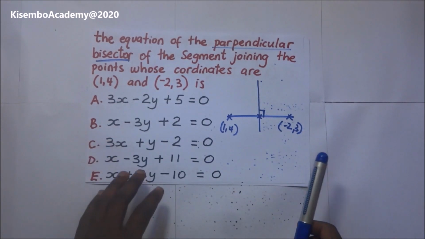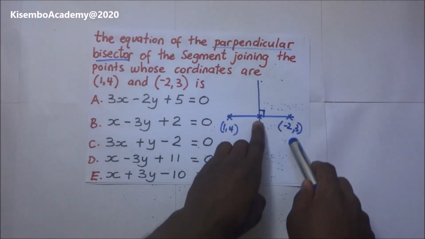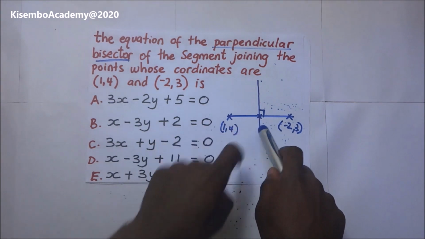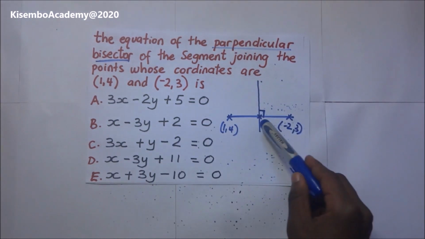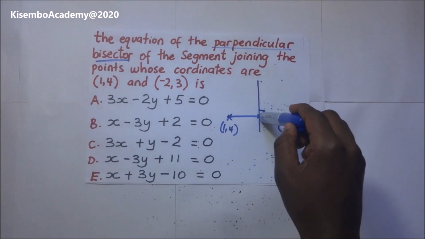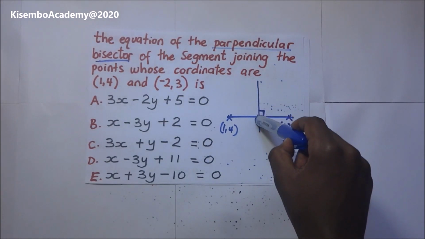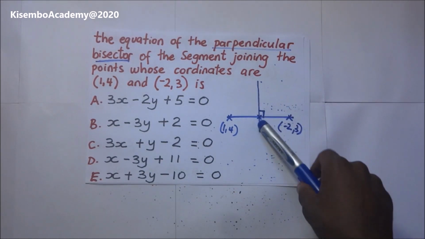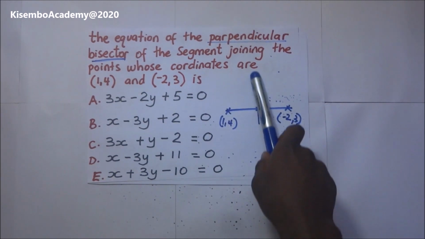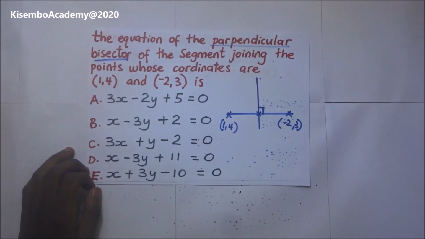Then the second thing is that this perpendicular bisector, because it is bisecting this line, is passing in the middle. So we can get one of the points that this line is passing through, which is the midpoint of these two points. So we first get the midpoint, because it is where this line is passing. Then after getting the midpoint, we can go ahead and find the gradient of this line, so that we are able to find the gradient of the perpendicular bisector, and from there we shall be able to find the equation of this line.